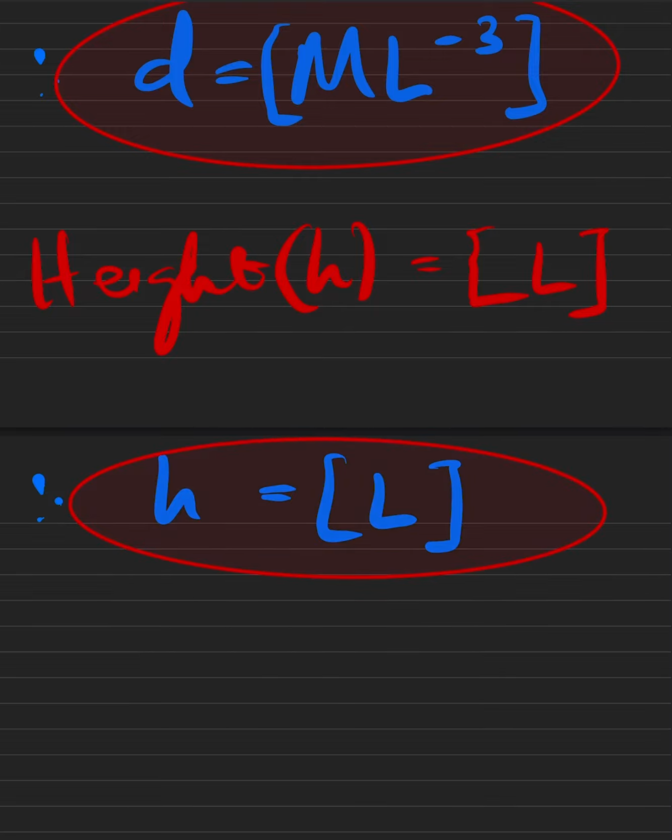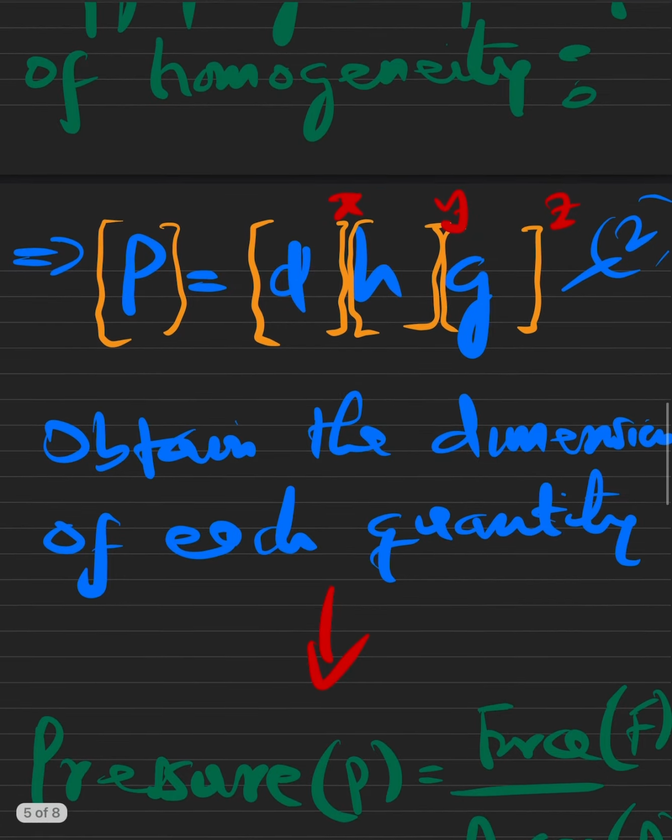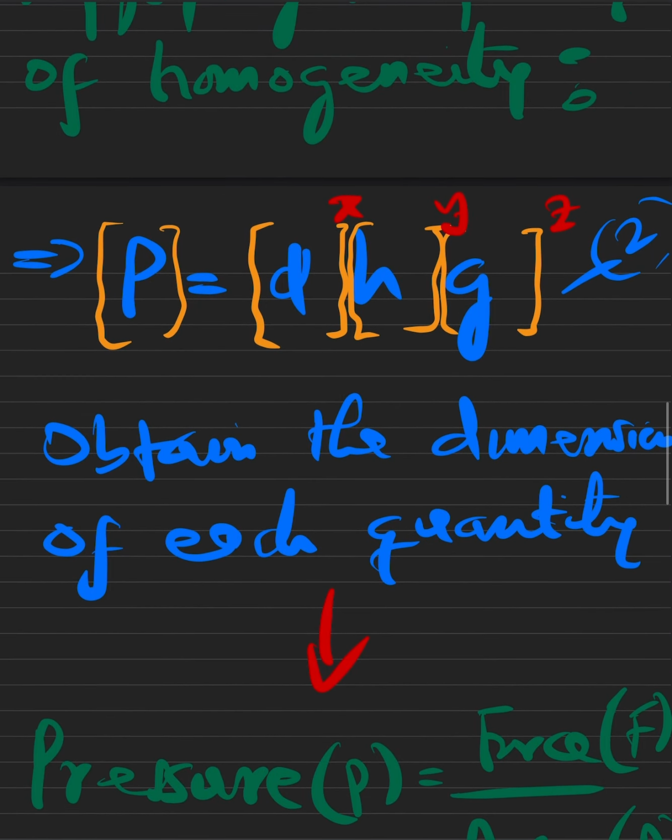Right, so that is the third one. And then the last one, the last dimension in the formula that we are going to be looking for, we have looked for the pressure. If you follow me on, we have looked for the density, we have looked for the height, then we look for the gravity.